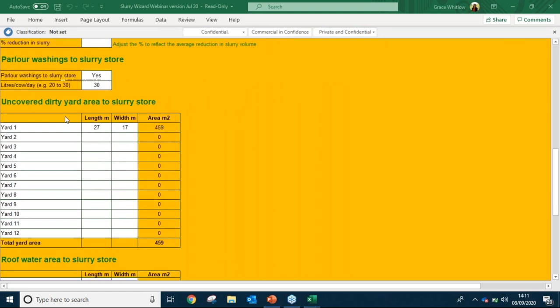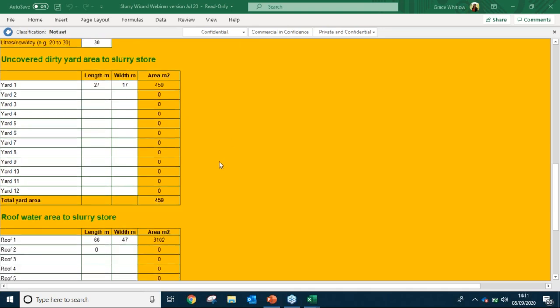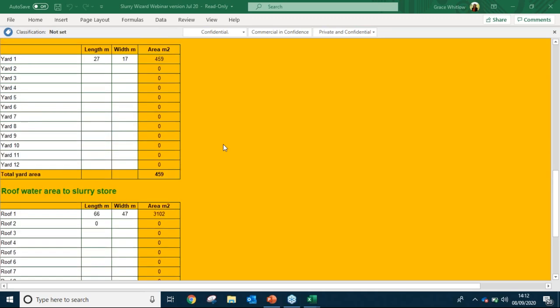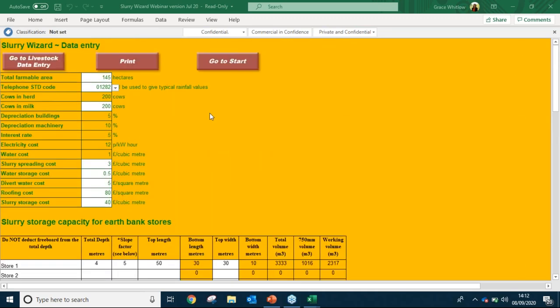Moving on down to the dirty yard area, and keeping it straightforward, this farm's got one exposed yard where the cows go out to eat from a feed trough, and that's 27 meters by 17, giving us this area of dirty yard. Moving down further, we've got roof water that we can enter in here for various roofs. We've got one cubicle shed on this farm that has a 66 meter length and 47 meter width, which gives us 3102 square meters of roof area, which unfortunately at the moment is draining into the slurry lagoon because all the gutters are broken and the drainage is onto the dirty yard.